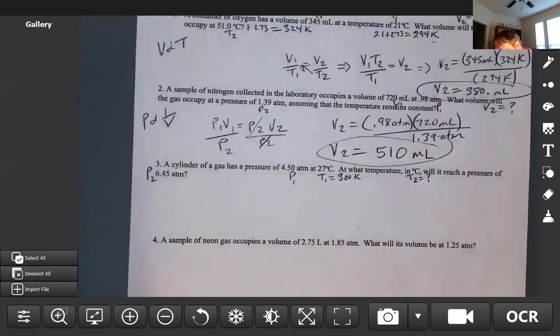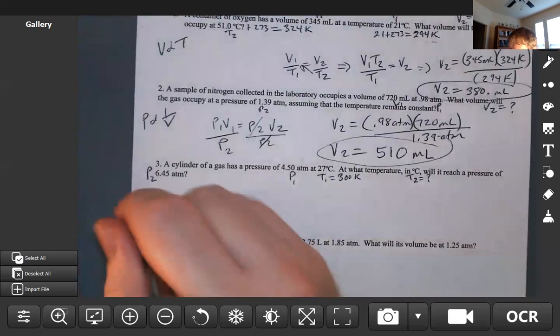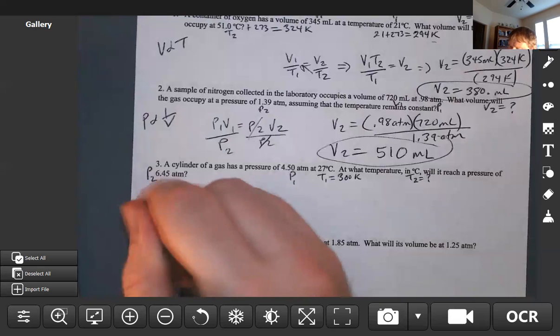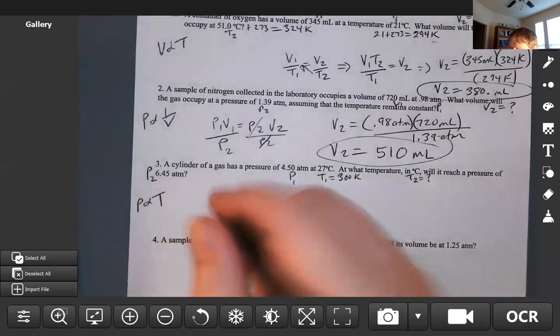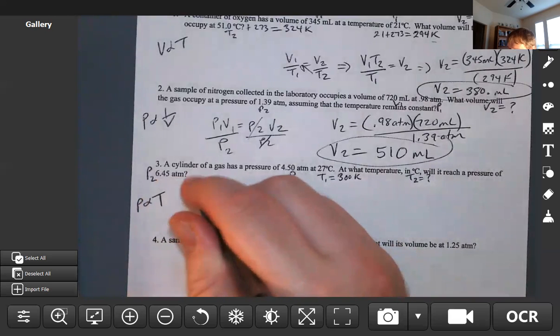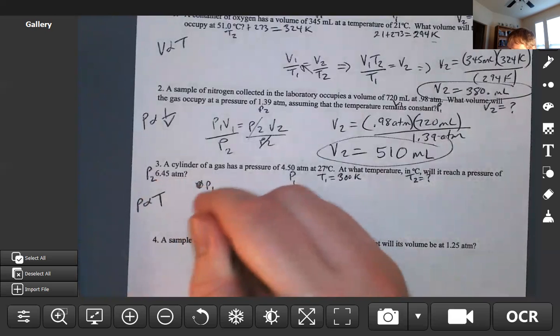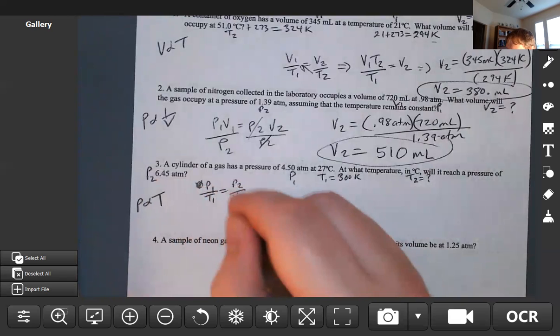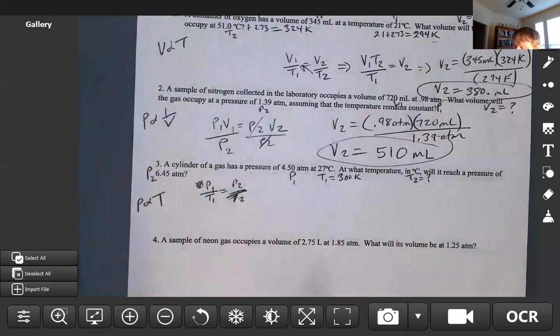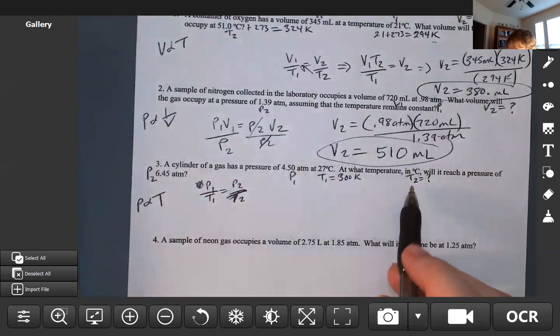The variables or the properties that we're looking at for this problem are pressure and temperature. We learned last week they are directly proportional. It's going to look just like Charles's law. P1 over T1 instead of V1. P1 over T1 equals P2 over T2. Note the similarities with Charles's law, direct proportion. All right, so let's rearrange it and solve for T2.